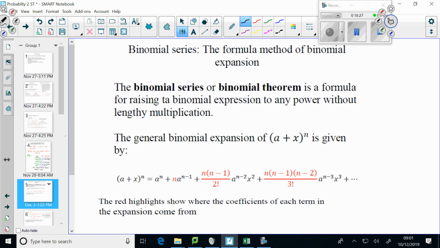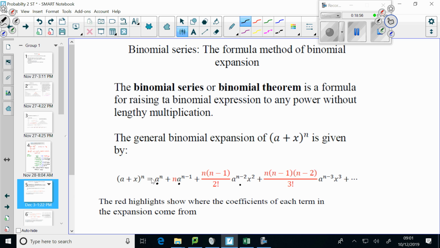The general expansion of (a plus x) to the n is equal to a to the n, then a to the n minus 1. As we go through these, we're taking 1 off the index of a, and adding 1 to the index of x.